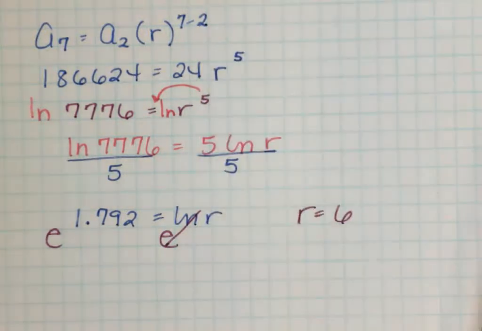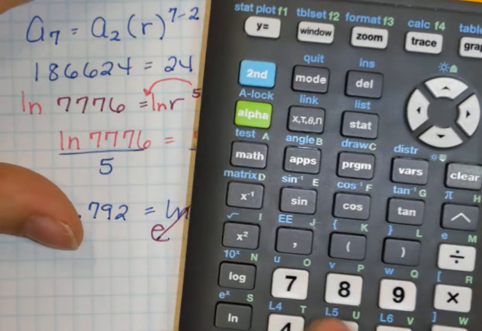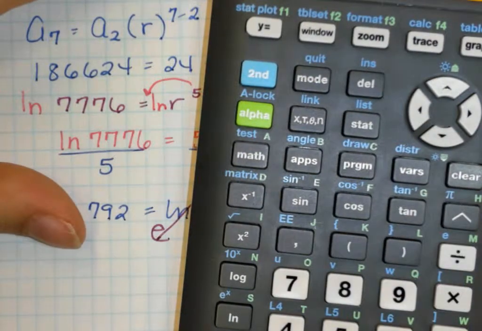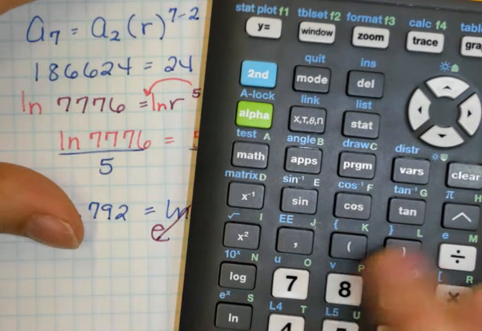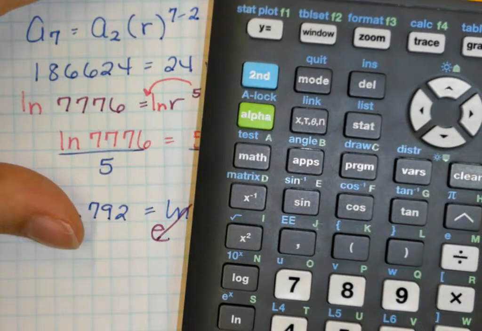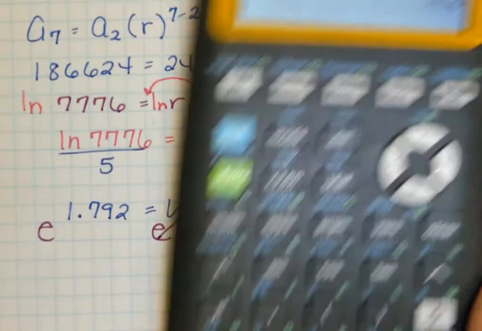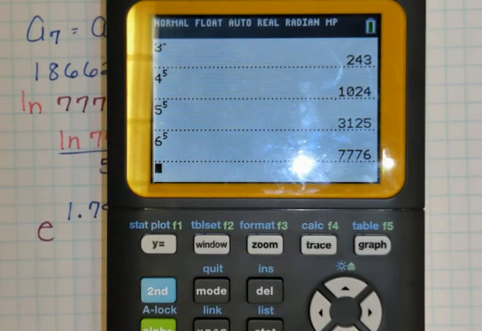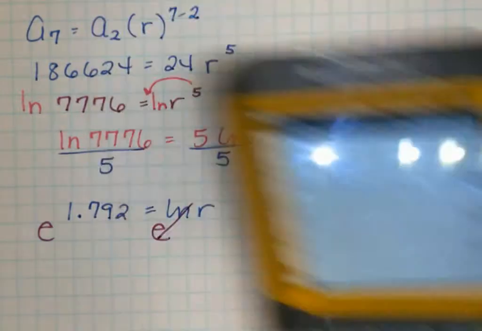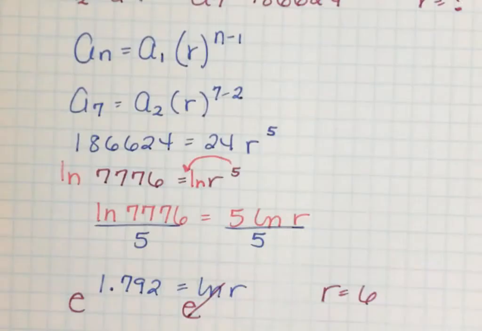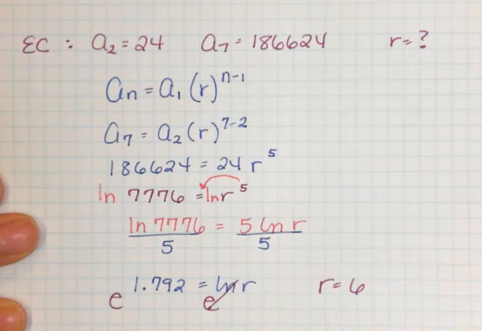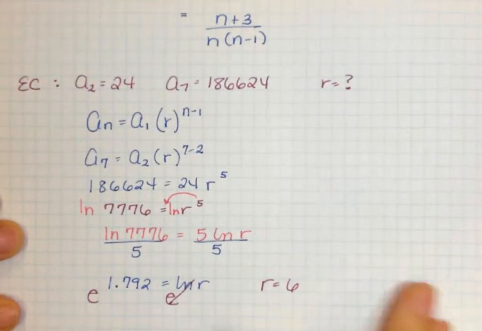Or you could literally just sit there and go, okay, 1 to the 5th, 2 to the 5th, 3 to the 5th, 4 to the 5th, 5 to the 5th, 6 to the 5th. Oh, look, there it is. And you can't see any of that, so you should tell me when that happens. I don't care how you get there, just that you get there. Okay? Does that help a little bit?